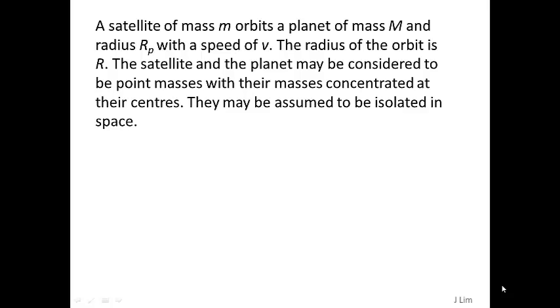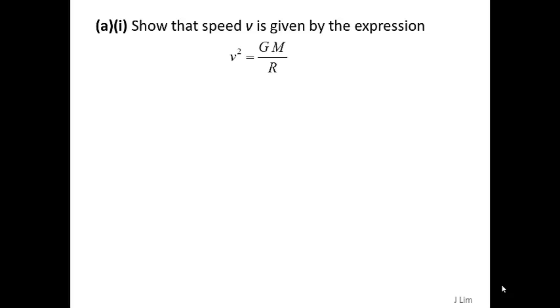A satellite of mass m orbits a planet of mass big M and radius r with a speed of v. The radius of the orbit is r. The satellite and the planet may be considered to be point masses with their masses concentrated at their centers. They may be assumed to be isolated in space. Show that speed v is given by the expression v squared equals GM over r.